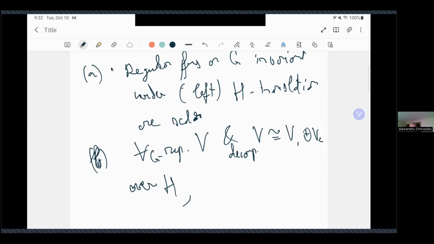So this is a property of the embedding. The decomposition holds over G.